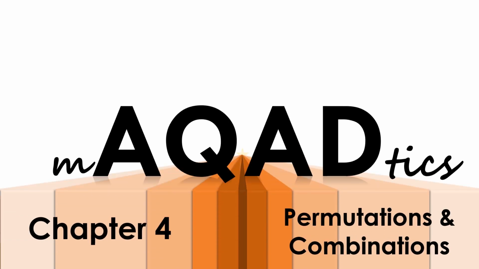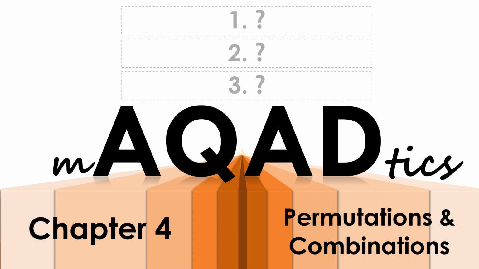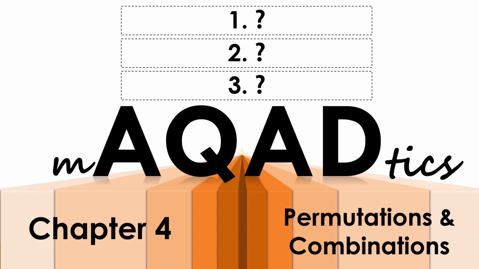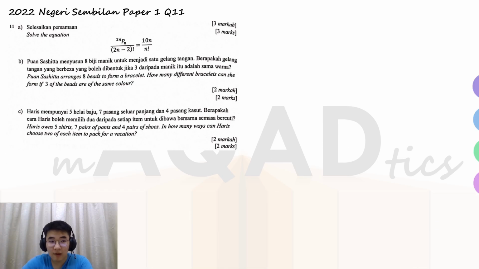This video will focus on chapter 4, Permutations and Combinations, and let's aim ourselves to learn 3 things from this video. Alright, so I'll let you have a few seconds to go through these questions first, and for part B and part C, y'all can try to determine whether it is a permutation question or a combination question.